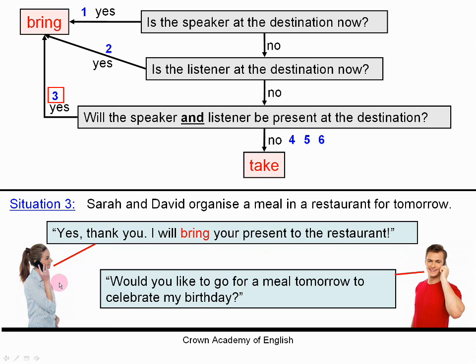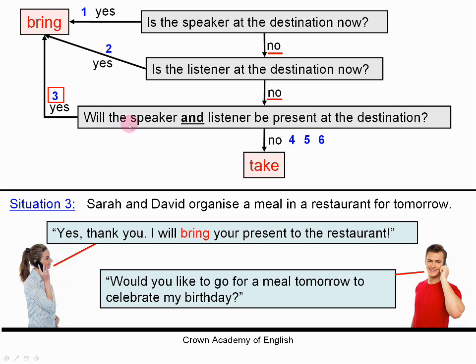So, why does Sarah say bring? Well, is the speaker at the destination now? Well, no. Sarah is the speaker, and she is at her home. So we say no. And we ask this question: is the listener at the destination now? So is David at the destination? Well, the destination is the restaurant, but David is at his home. So the answer is no.